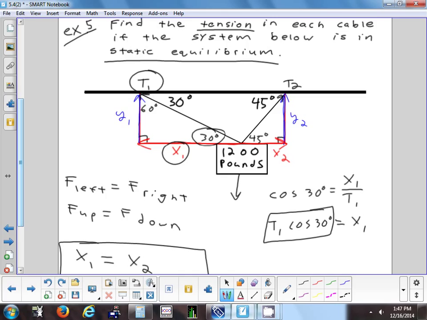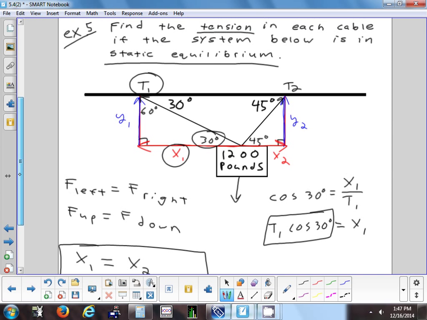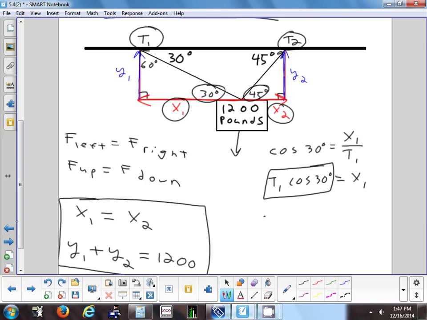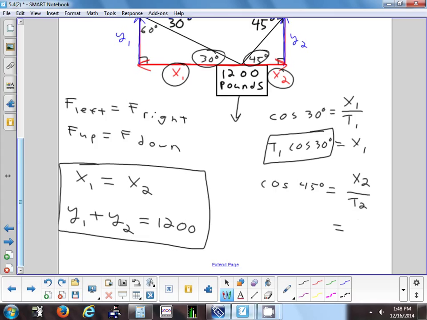All right. How about let's do our x's at the same time. Let's do the other x. What would be a trig function that would involve the angle, the x2, and the hypotenuse, t2? Cosine again. Cosine 45. What side is adjacent to the 45? x2. And what's the hypotenuse? t2. And again, how would I get the t2 on the other side? Multiply by t2. So now we got a formula for x2. It's t2 cosine 45.